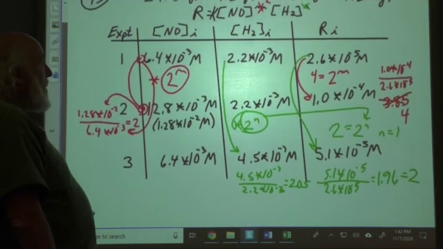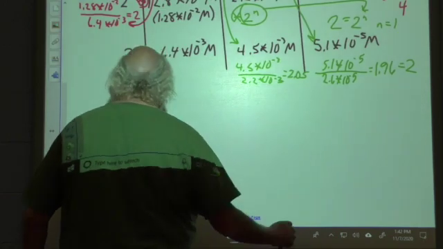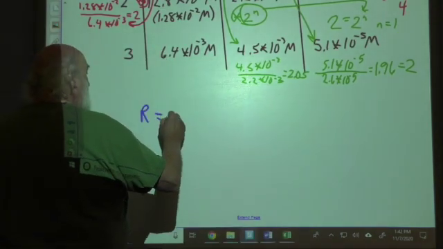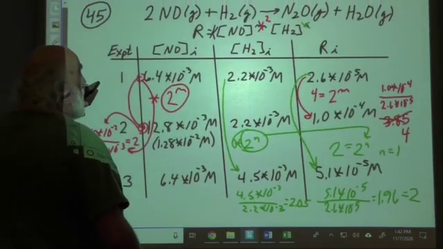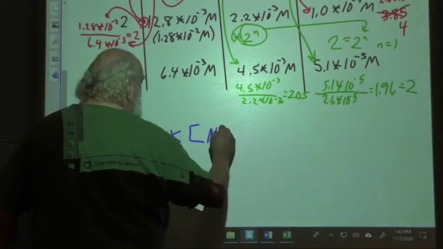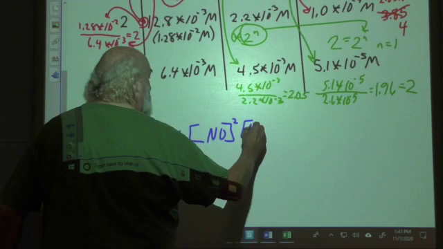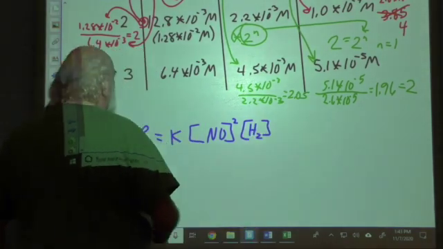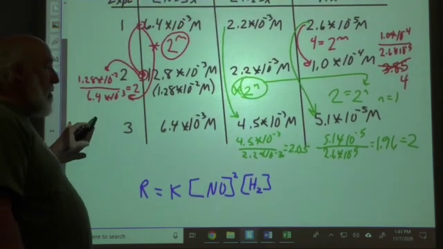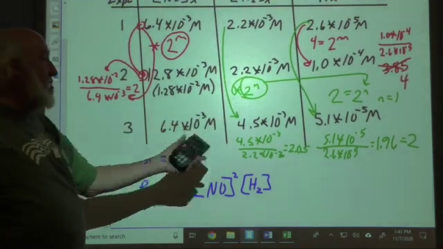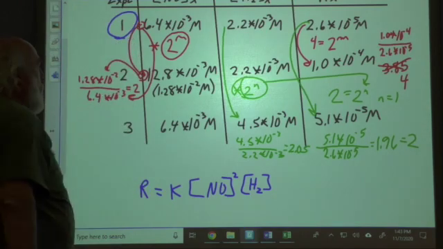Alright, so now we need to find the value of K. So let's rewrite this thing down. I'm using a nice pretty blue color. R equals K times the concentration of NO times NO squared times H2 to the first power. And again, you can pick any one of the three. You should get approximately the same value. He's slightly off because these aren't exactly double, so these get thrown off just a hair. I'll just go ahead and use number 1 here.